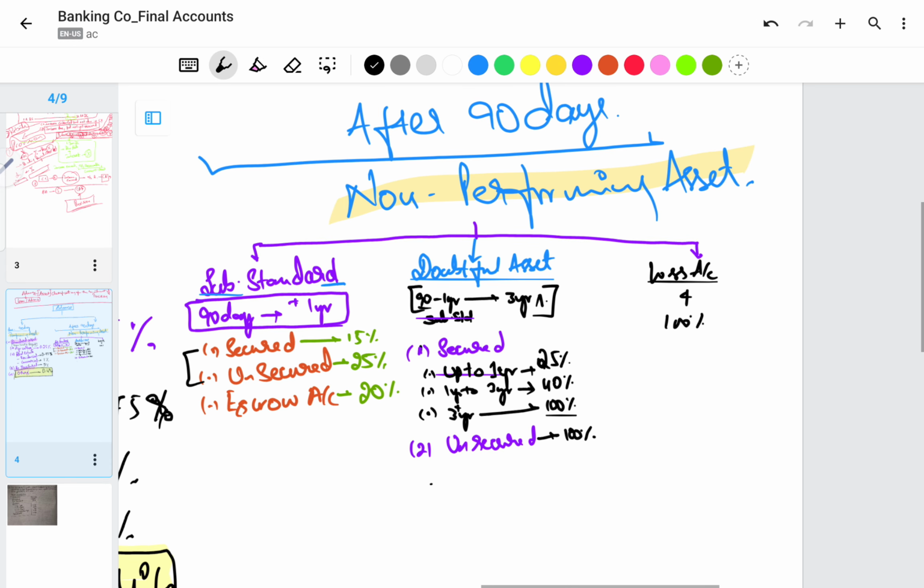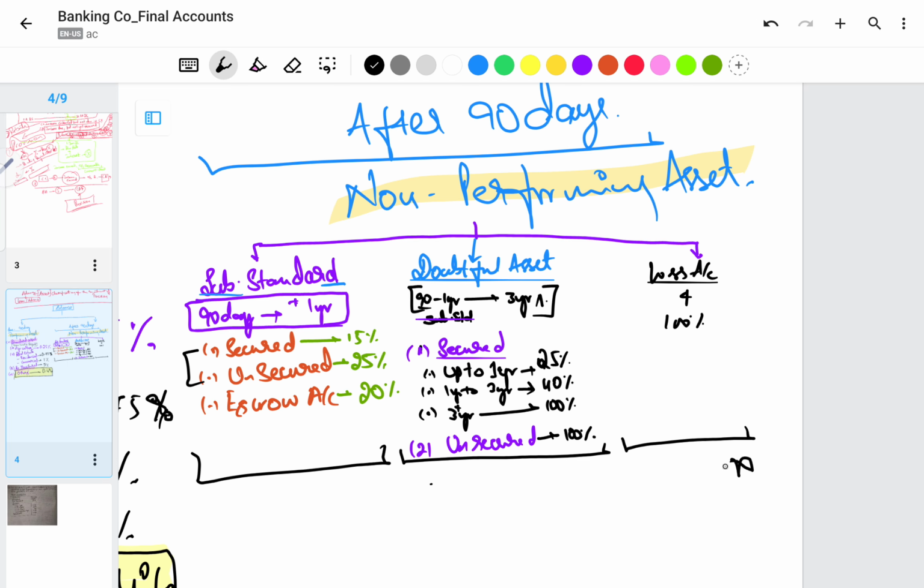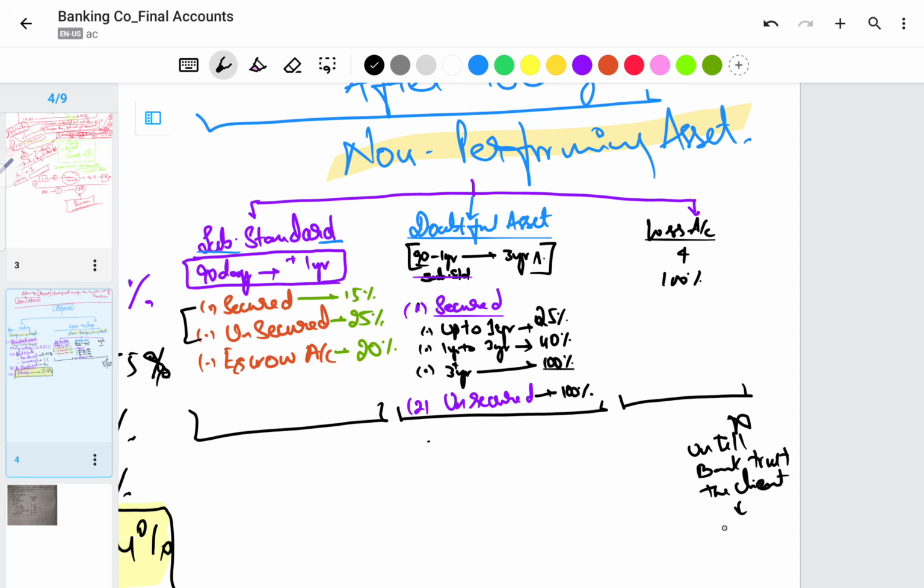Under non-performing assets, we again have three categories: substandard, doubtful, and loss assets. Here there is no timeline until the bank trusts the client. The day the bank loses the trust, it is considered a loss asset.